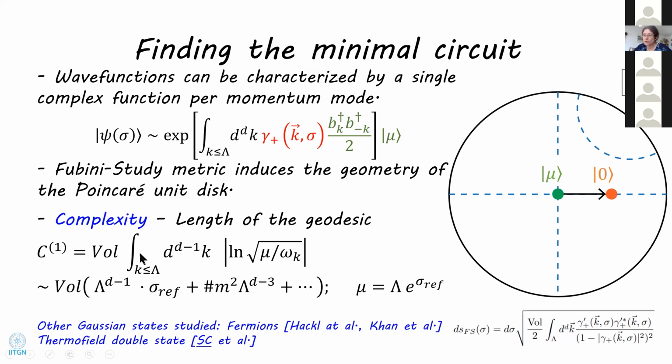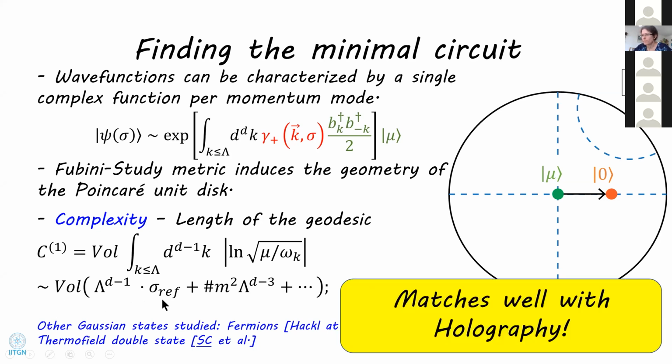What I get is the following expression that depends on the scale of the reference state and is bounded by some cutoff, so it's divergent. But the structure of the divergences, which is interesting, has a volume law and starts to diverge one order higher than entanglement entropy. Entanglement entropy usually starts with cutoff to the power d-2, an area law, while complexity starts with a volume law. Of course, there are additional studies of fermions and thermofield double states, etc. So just remember that the leading divergence of complexity goes like a volume law and depends on the properties of the reference state. And this, I will tell you in a bit, matches well with holography.